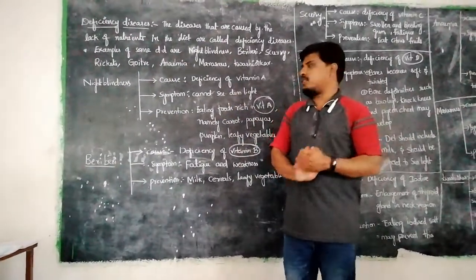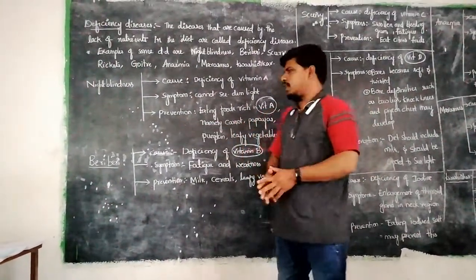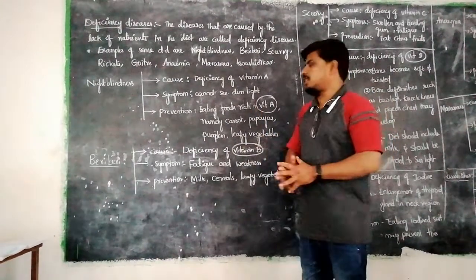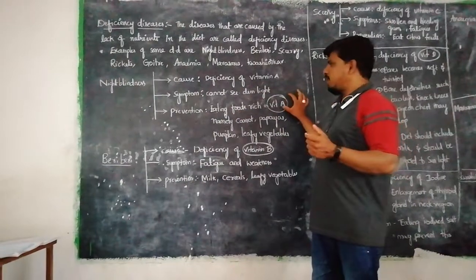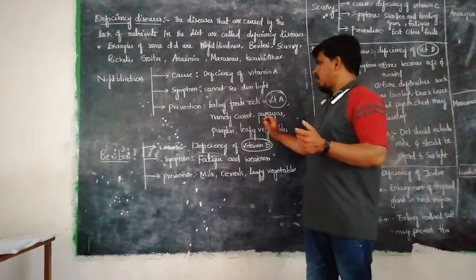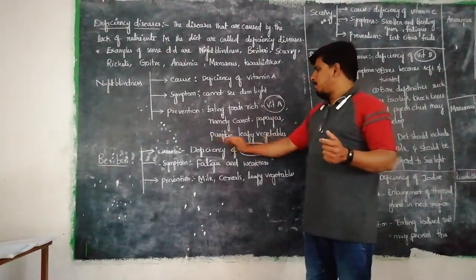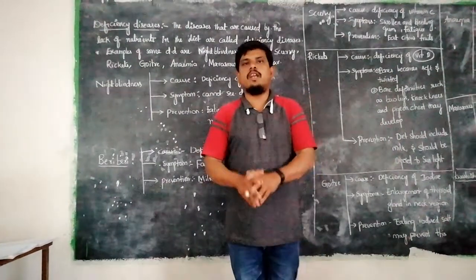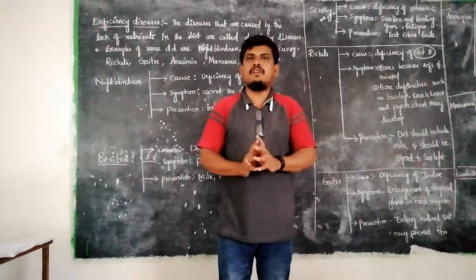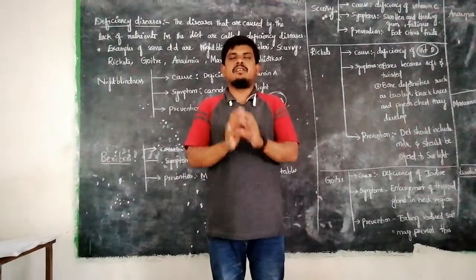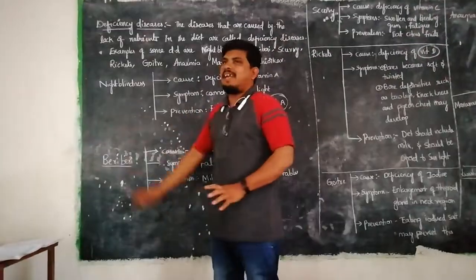And how can we prevent it, sir? The prevention methods are very easy. No need to be tense about such diseases. We just have to eat foods which are rich in vitamin A, namely carrot, papaya, pumpkin and leafy vegetables. Moreover, if we eat fruits, vegetables and leafy vegetables in our diet, there is no chance of getting night blindness.